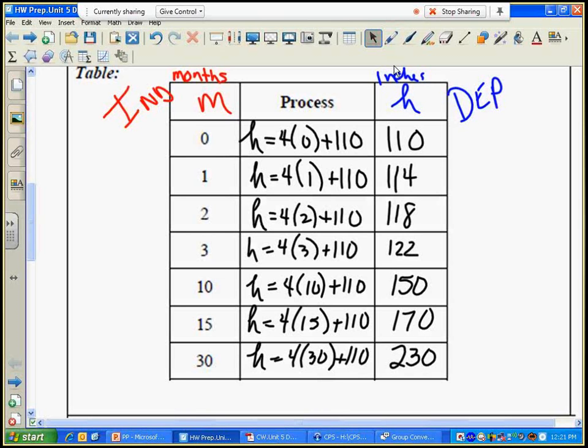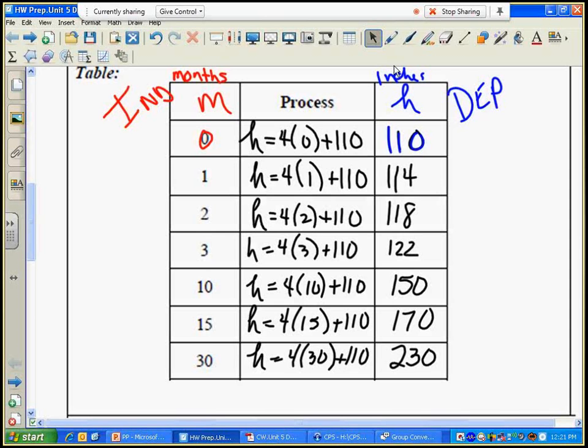What we want to do is, now that we've seen the process and we've developed values for H, we now have ordered pairs. We have M values, and we also have some H values. Each one of these M and H values pair to become a location on the graph. So we're going to plot these 1, 2, 3, 4, 5, 6, 7 ordered pairs on the graph.